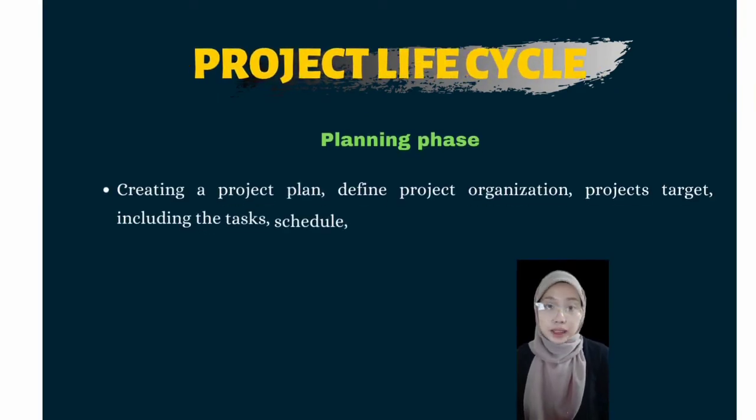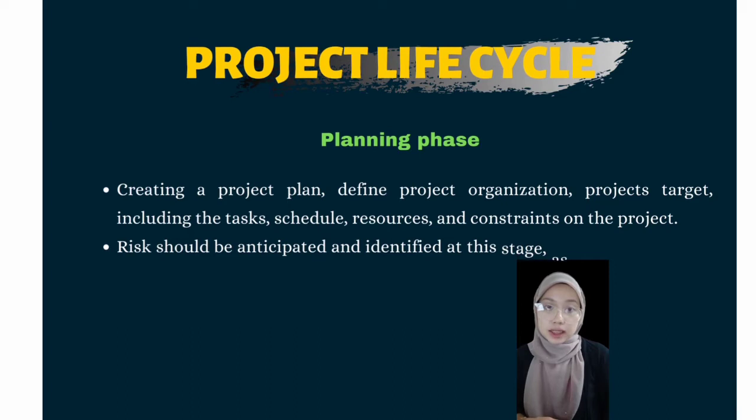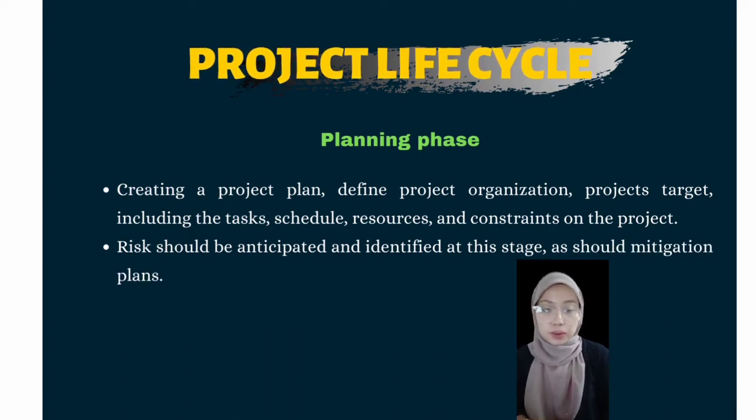The second is the planning phase. Once the project's initiation phase is approved, it moves into planning. This phase involves creating a project plan, defining project organizations, project targets, including the task, schedule, resources, and constraints on the project. The budget for the project is also created in this phase. In addition, risks should be anticipated and identified at this stage, as should mitigation plans.